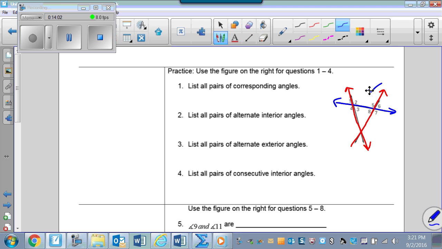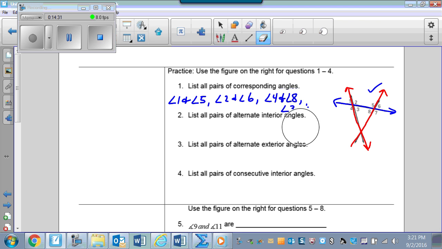Okay, so corresponding angles. Remember, corresponding angles have to be on the same side of the transversal and in corresponding locations. So let's see, we got angle 1 and angle 5. We got angle 2 and angle 6. We got angle 4 and angle 8, and finally angle 3 and angle 7. I think that's got them all.